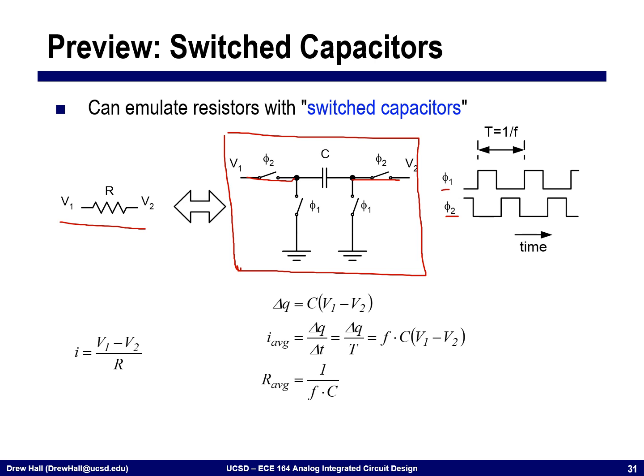The average current that I'm going to pull from this is dQ/dt, which is equal to dQ divided by the period of my clock, how frequently I do this, which is F times C times (V1 minus V2). If I use this expression to calculate an impedance, I get that the average resistance, not the instantaneous, the average over this entire period, is equal to 1 over FC. What this says is that I can use a capacitor, and depending on how quickly I switch this, I can mimic the behavior of a resistor. And this is what's known as a switched capacitor resistor.